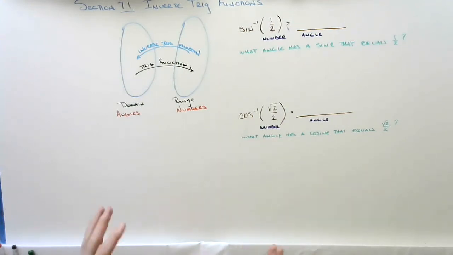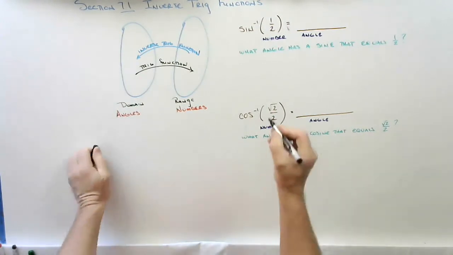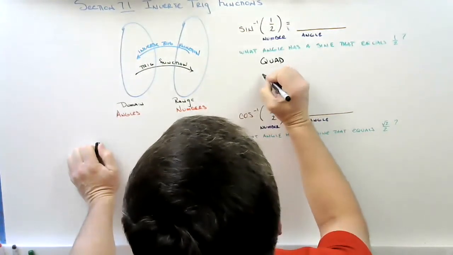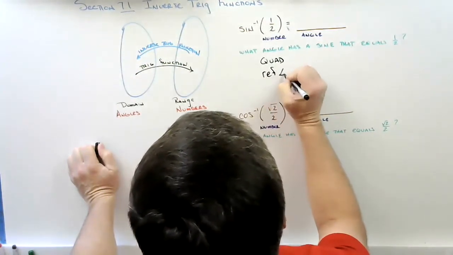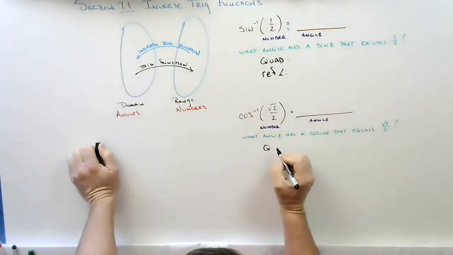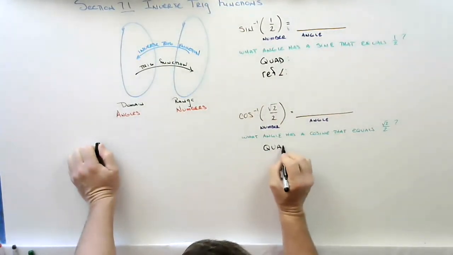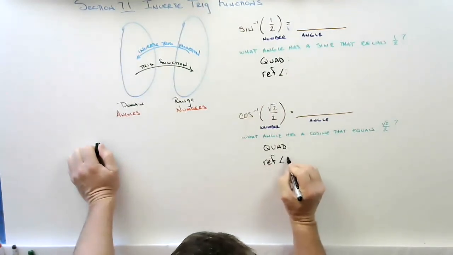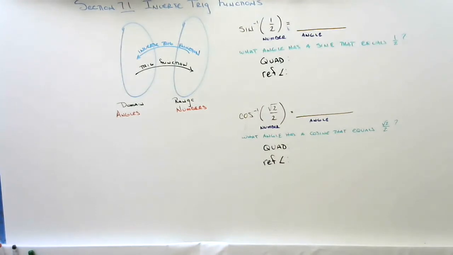So how are we going to answer the question? What are we going to do? Well, we answer trig questions by writing down a quadrant and writing down a reference angle. That's how we answer trig questions. These are trig questions. Quadrant and reference angle has worked so far. Maybe we should stick with that.